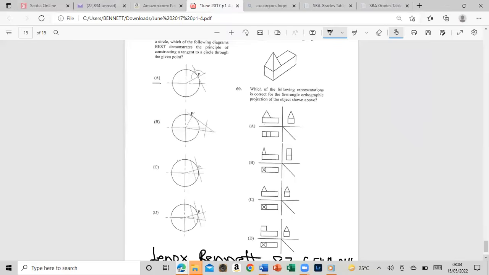All right, number 60, which of the following presentations is correct for the first angle orthographic projection of the object shown above? Is it A, B, C, or D?